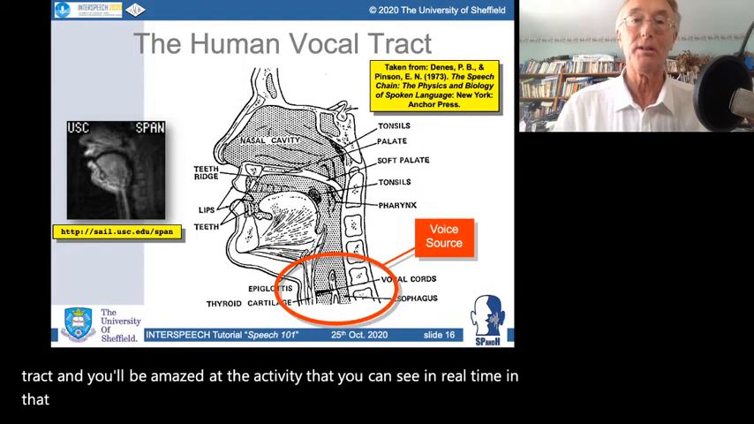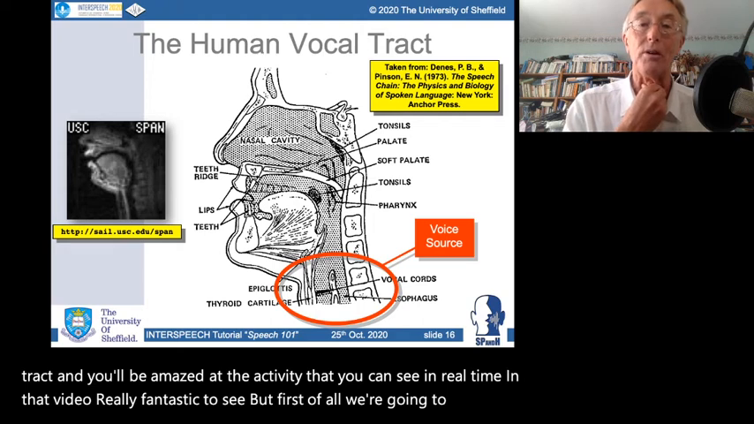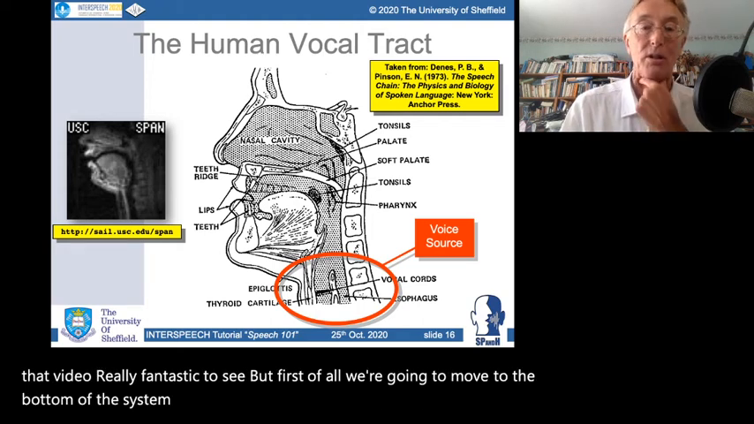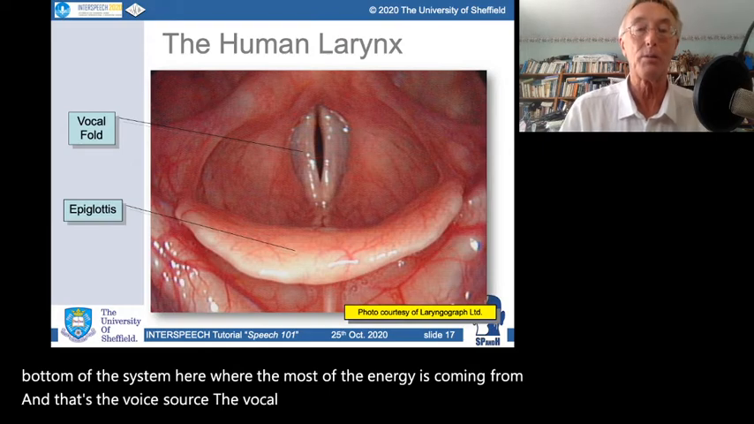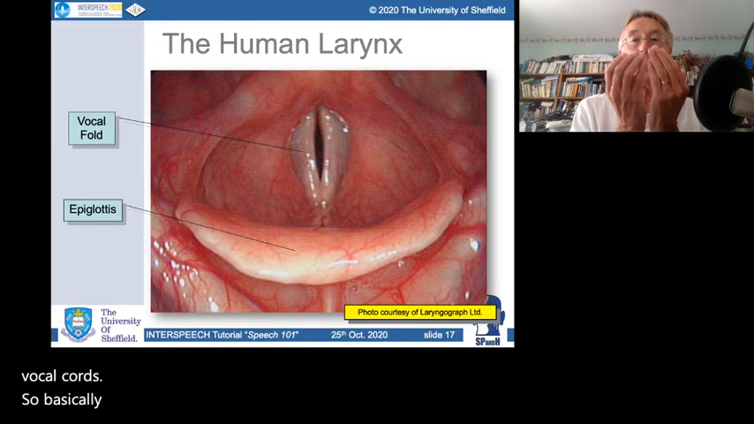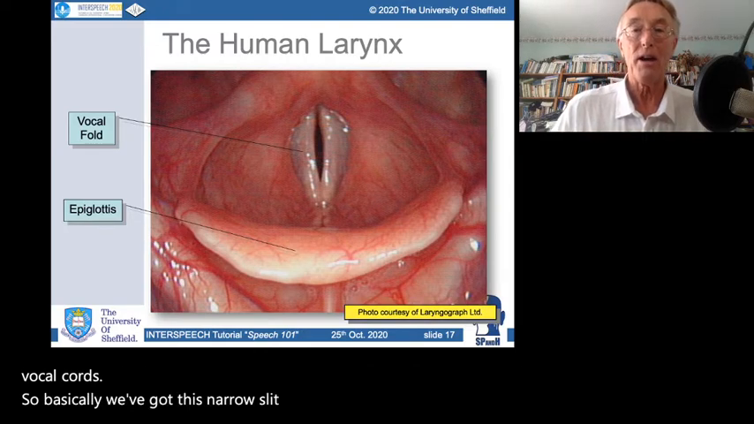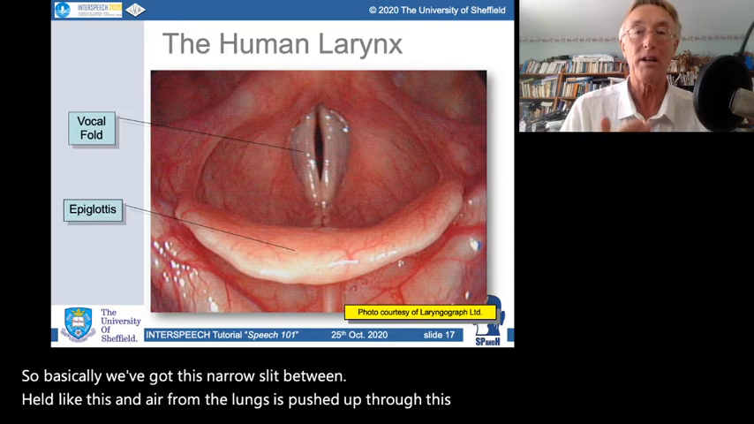But first of all, we're going to move to the bottom of the system here, where most of the energy is coming from, and that's the voice source, the vocal cords. So here's a picture of the vocal cords. So basically, we've got this narrow slit held like this, and air from the lungs is pushed up through this slit. Now, if the slit is held together tightly, the air can't escape.